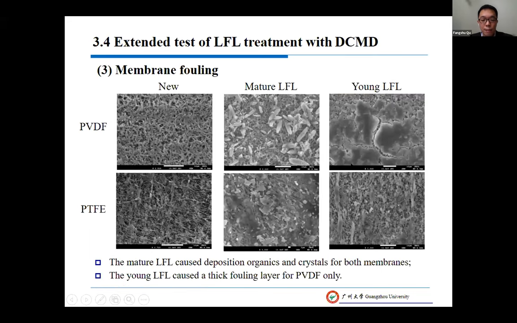To better understand the fouling, SEM images of the fouled membranes were taken. There are a lot of crystals on the membrane fouled by the mature landfill leachate. For the PVDF membrane, the young landfill leachate caused much more organic deposition, resulting in a very thick fouling layer. This is consistent with the most severe fouling in landfill leachate treatment with the PVDF membrane.